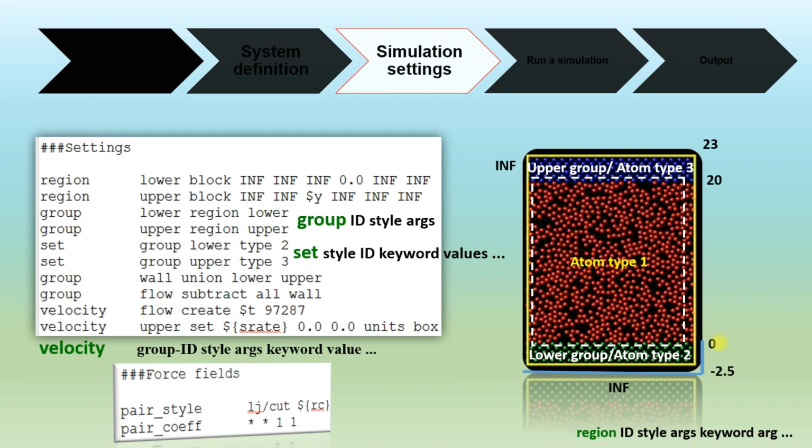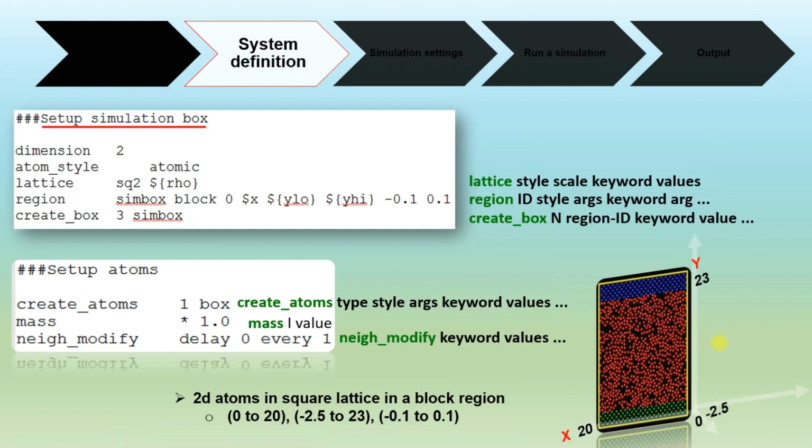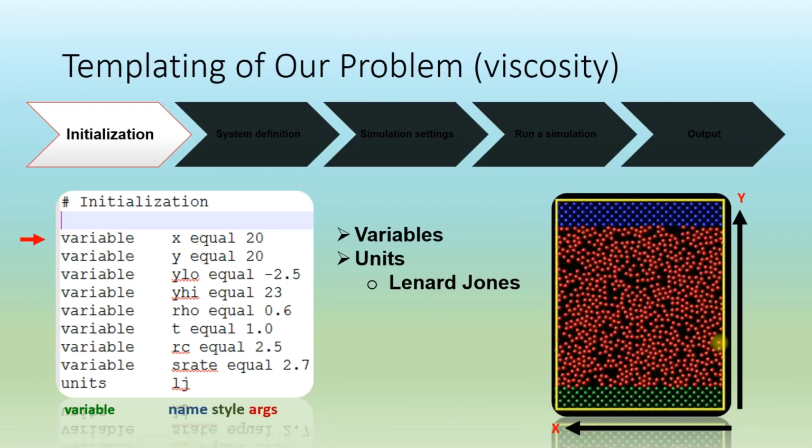The set style sets the velocity of all atoms in the group to the specified value. Here it sets the x component of velocity of the upper group equal to 2.7 LJ unit. S rate, we have already defined the S rate in the previous slide, in the system initialization setting, let me show you here. Here we have defined it 2.7 and it's in LJ unit.